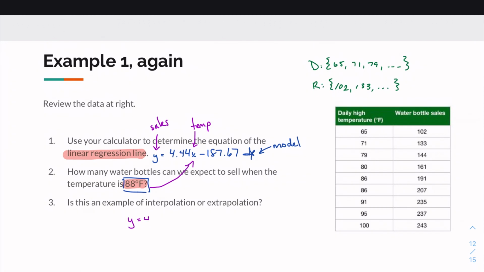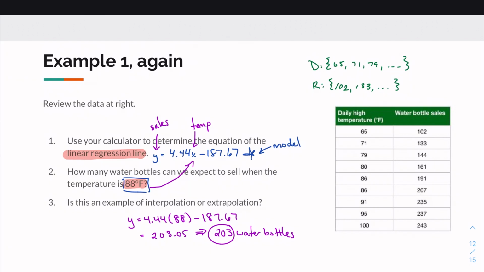So I've got 4.44 times 88 minus 187.67. And that gives me, well, it actually gives me 203.05, but that doesn't make sense, right? I can't sell 0.05 of a water bottle. So we're just going to round this down to 203 water bottles. And if you remember what our scatter plot looked like, this is a good representation of the data because that line fell pretty close to all of the data points.